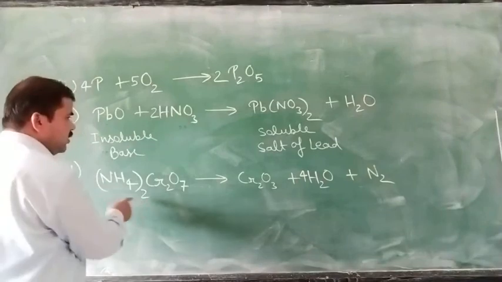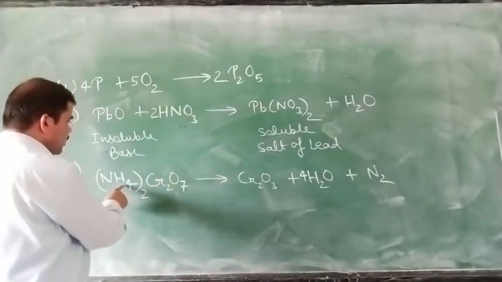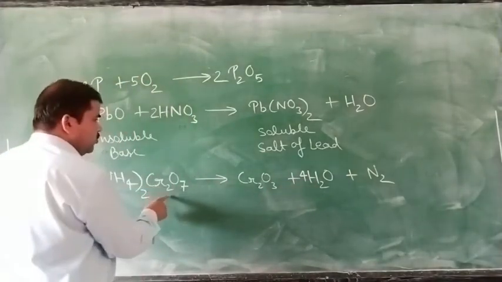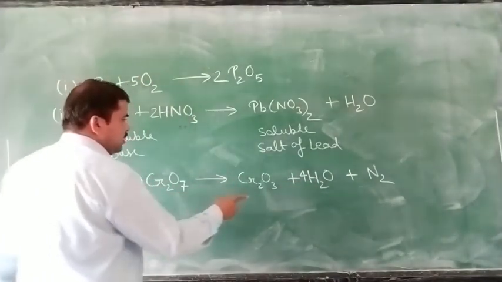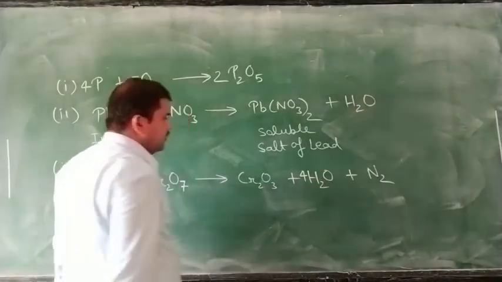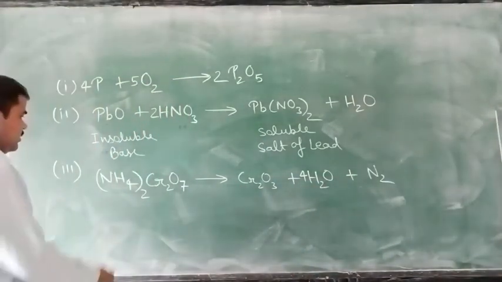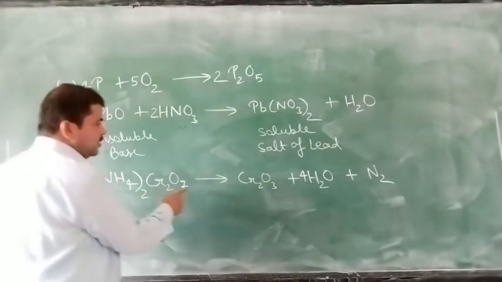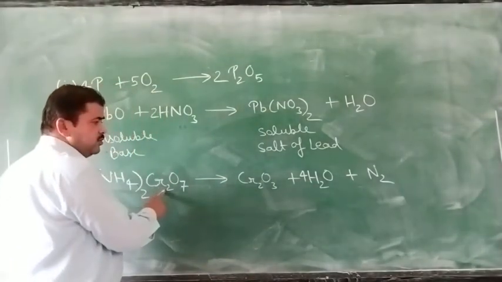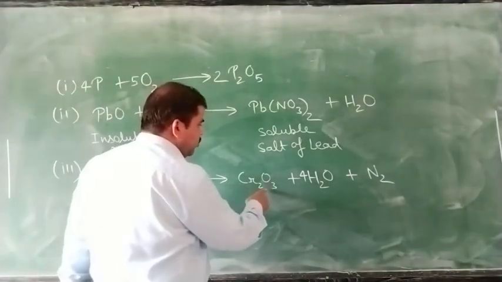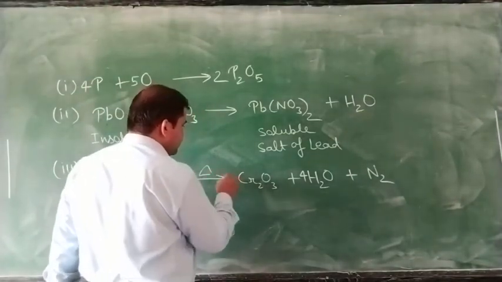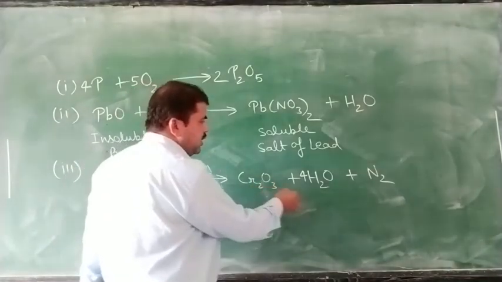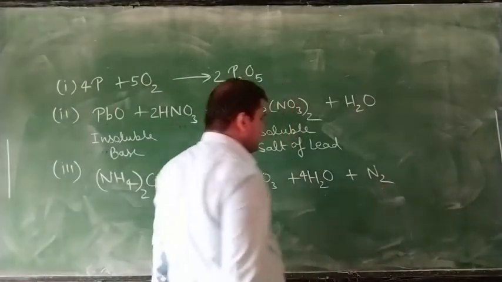So here nitrogen 2, nitrogen 2, hydrogen 8. So here hydrogen 8, chromium 2, chromium 2, oxygen 7. So 3 here, 4 here. So here in this reaction, this is ammonium dichromate, an orange color compound, and we are getting chromic oxide, and this green color is chromic oxide, water and nitrogen gas.